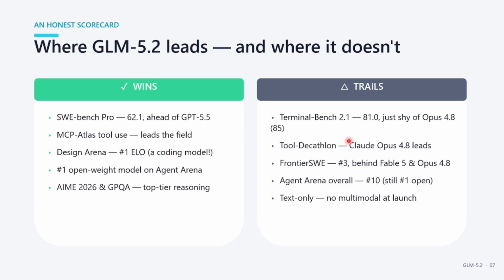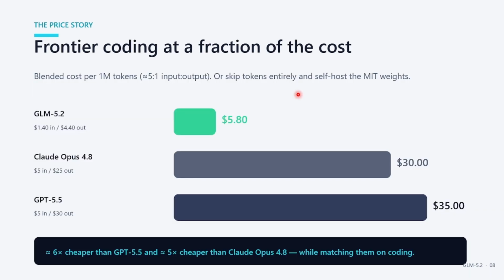This slide gives a balanced view of GLM 5.2. It wins in areas like SWE-bench Pro, MCP Atlas tool use, Design Arena, and Open Weight Agent rankings. It is also strong in math and reasoning benchmarks, but it does not win everywhere. It trails some closed models on Terminal Bench, Tool Decathlon, and Frontier SWE. Also, it is text only at launch, so it does not support images or multimodal input yet. The simple message is GLM 5.2 is very strong, but it is not perfect in every category.